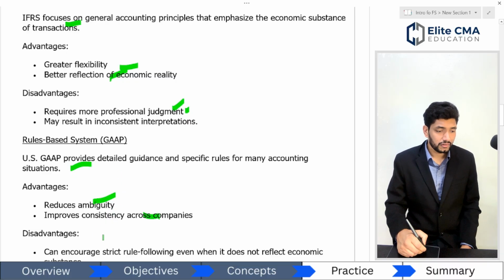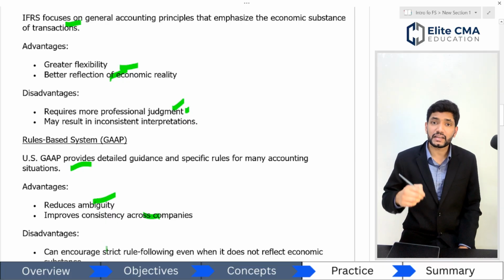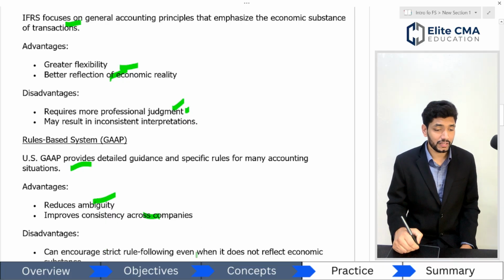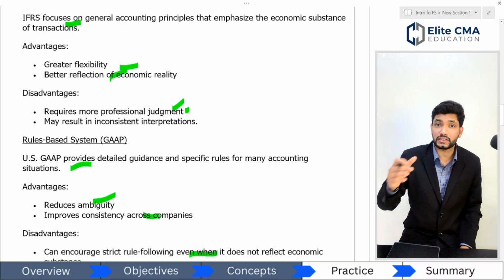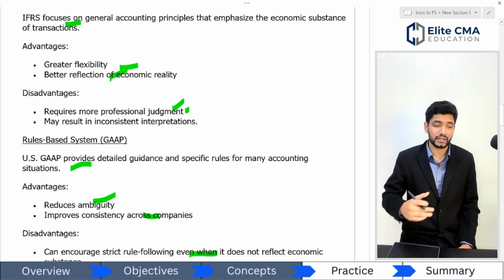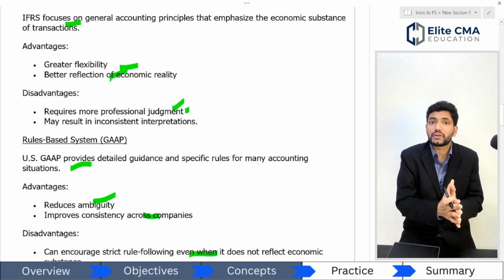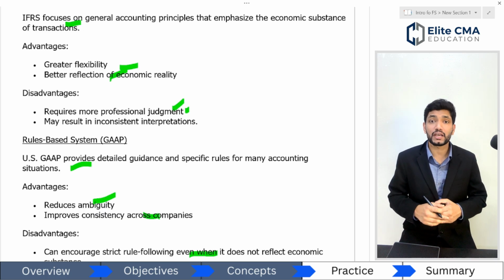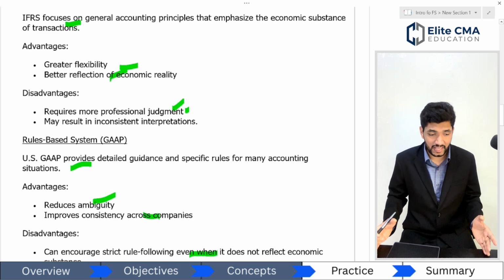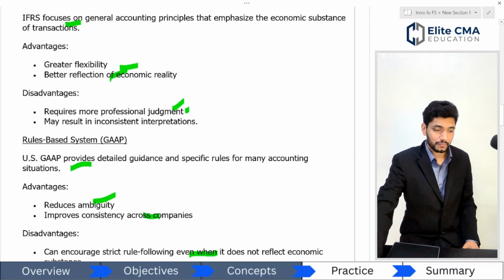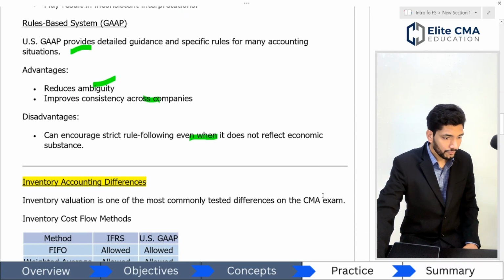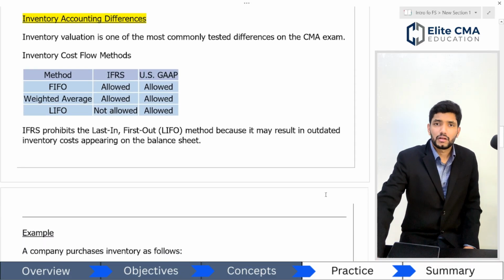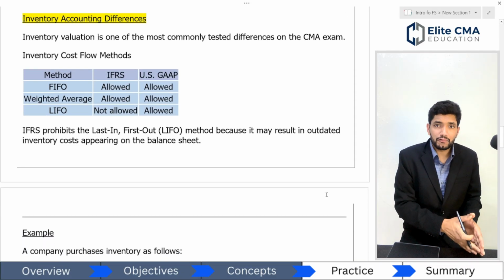The key disadvantage of US GAAP is that it can encourage strict rule following even when it does not reflect economic substance. There is no flexibility in US GAAP compared to IFRS. You have to follow the specific rule, but in some cases it may not reflect the exact economic substance. So this is about IFRS and US GAAP.